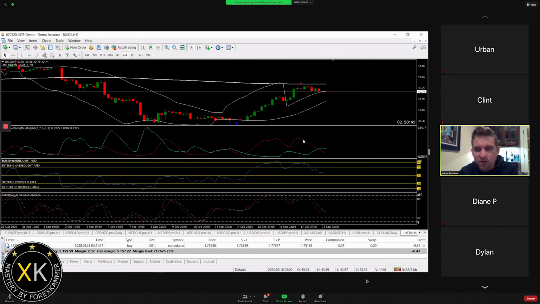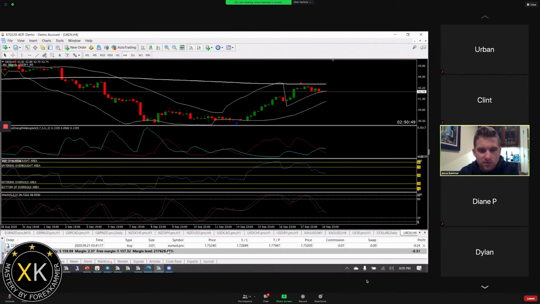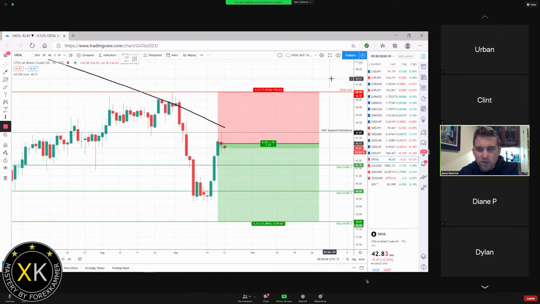Absolute strength histogram lines, right? Red lines on top, crosses to the downside. That's also indicating a bearish trend put into play on oil here. So still liking the setup, just cautious on potential news that may be coming out.